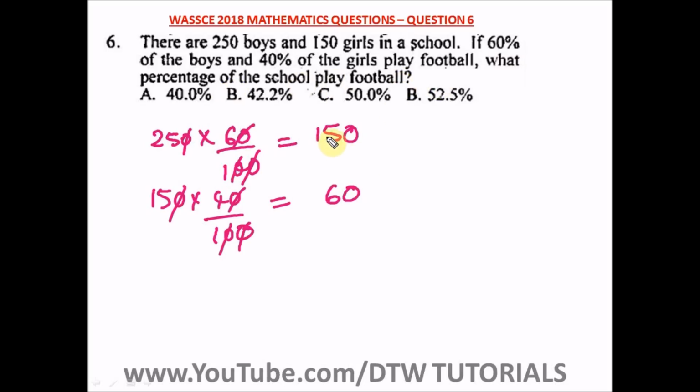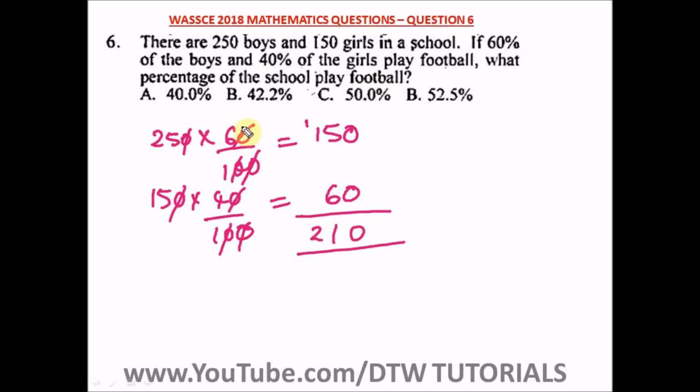The question says what percent of the school played football? So we're going to get the total, that will be the boys plus the girls that played football. When we add this up, we have 0, 5 plus this will give us 11. Drop 1, carry 1. 1 plus 1, that's a 2. So this is the total number of students that played football.